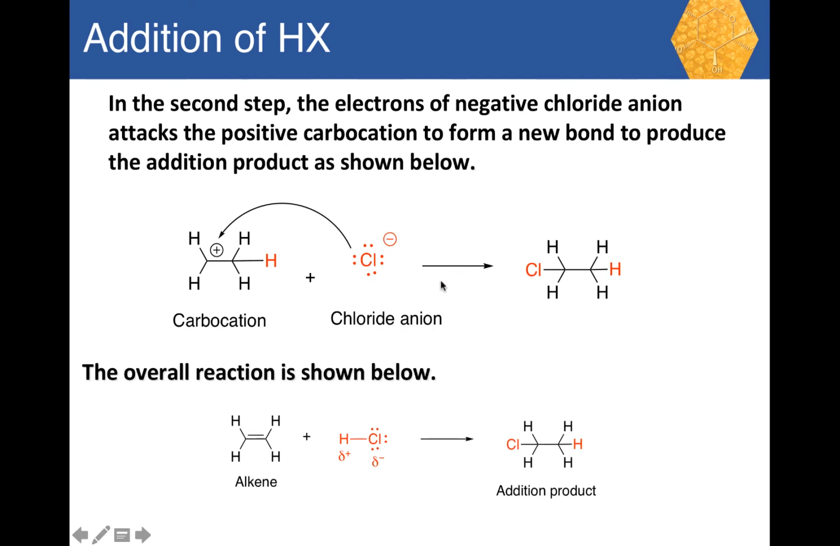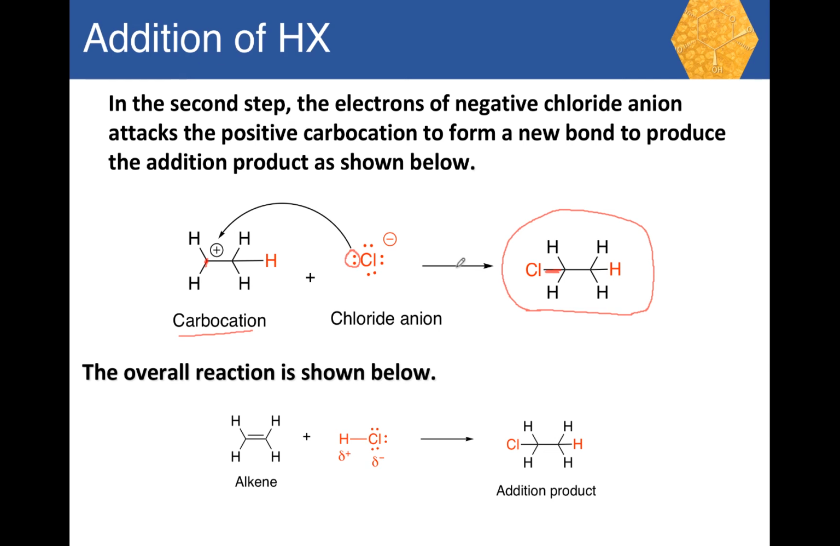Let's look at the next step. In the next step of the reaction, this carbocation, which is positive, is attracted to two electrons from the chloride anion. So notice the arrow movement. It goes from the electrons to, notice the head of the arrow goes to the positive, because we're indicating electron movement to create this bond right here. So this is a new bond. Of course, as you will recognize, this is the product. So this is the final step of the reaction.